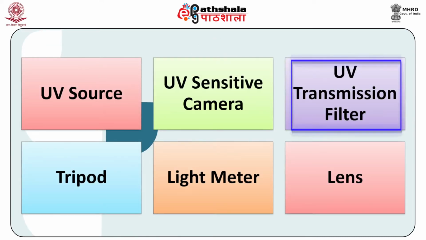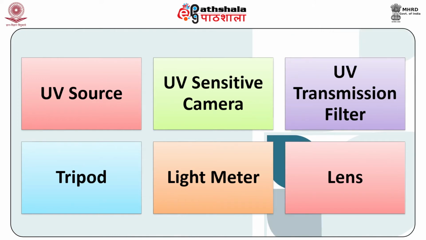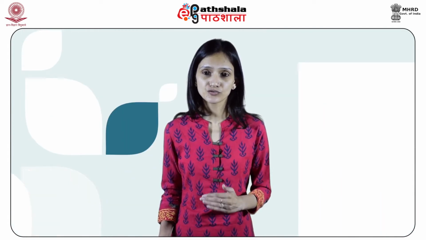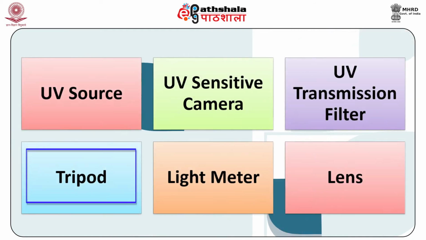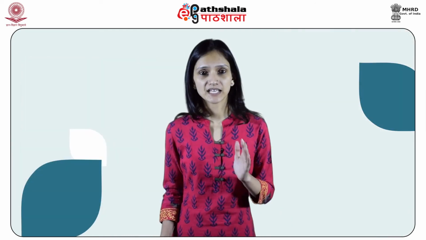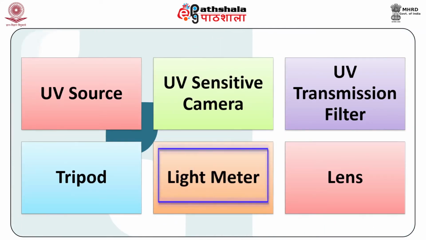Next is a UV transmission filter, a filter such as the Kodak Wratten 18A which leaks a little IR, or the Baader Venus 1.25 inch ultraviolet transmission filter. Another is a tripod. Exposure times can be long, therefore a tripod is necessary. Then is a light meter. Although fairly useless, this might help sometime.